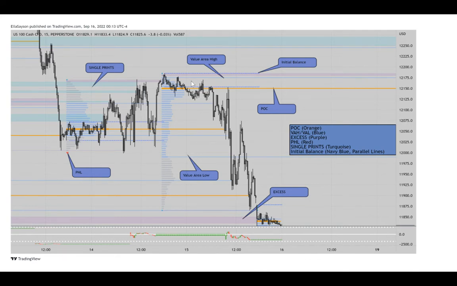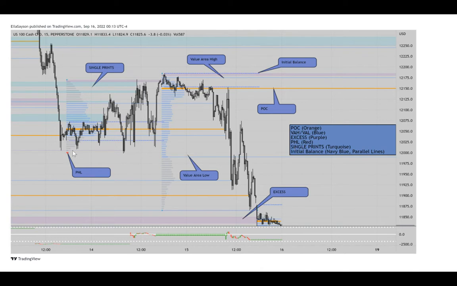Now the excess is going to be the purple bar. You guys will notice that it's up here at the very high, and we have some right here as well that's purple. And we've also had a previous excess that's here to the left further down in the chart, and then we have excess down here as well.